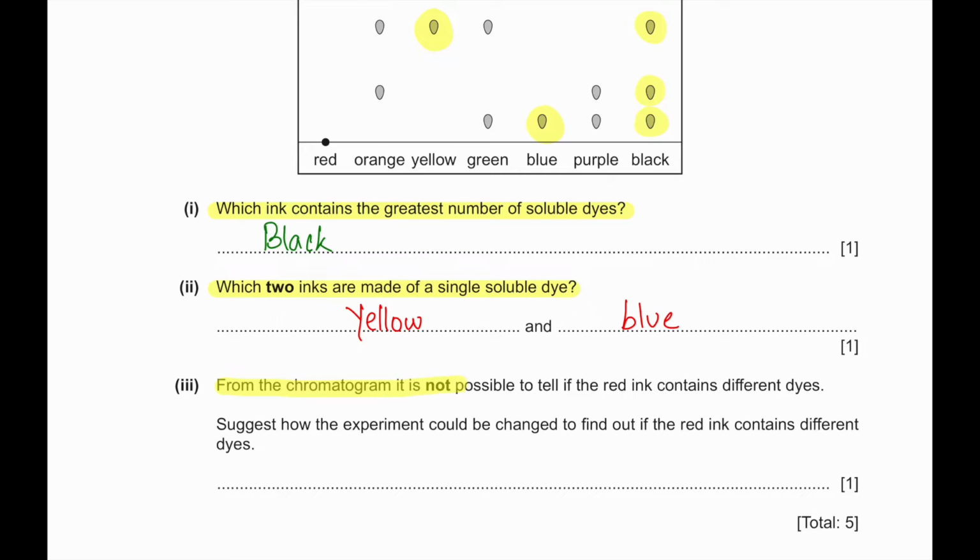From the chromatogram, it is not possible to tell if the red ink contains different dyes. Suggest how the experiment could be changed to find out if the red ink contains different dyes. Since for the particular solvent that we have used, the red ink is not soluble in it, rather what we can do is use a different solvent.